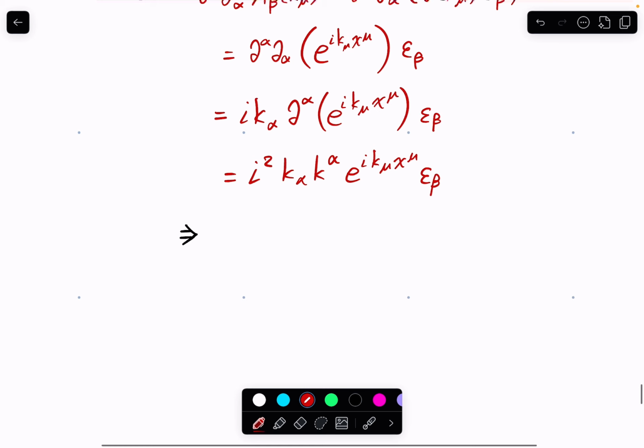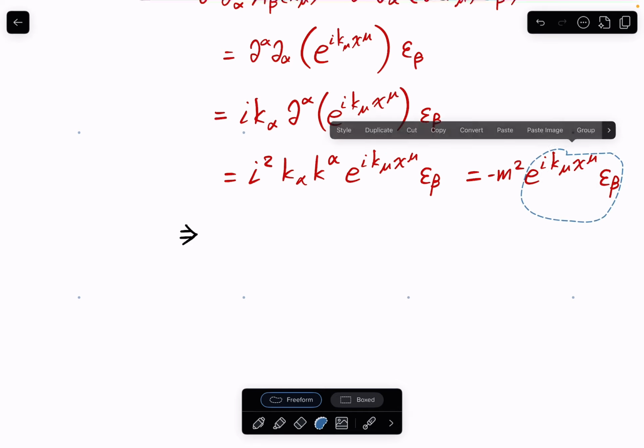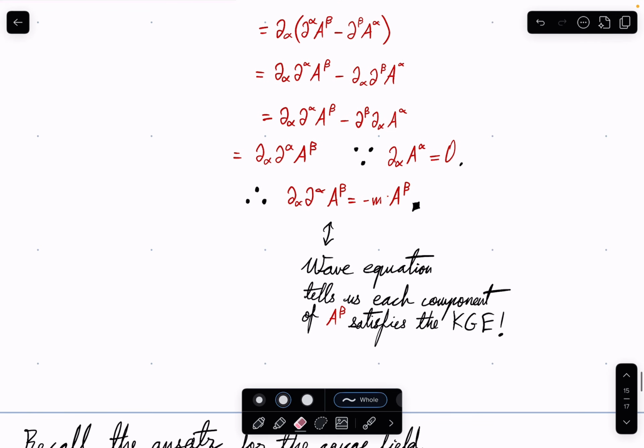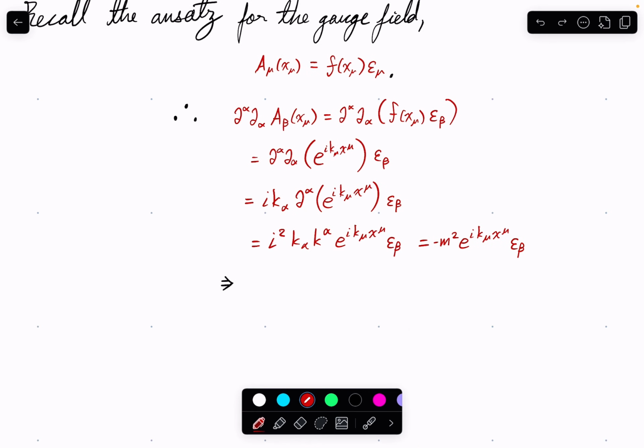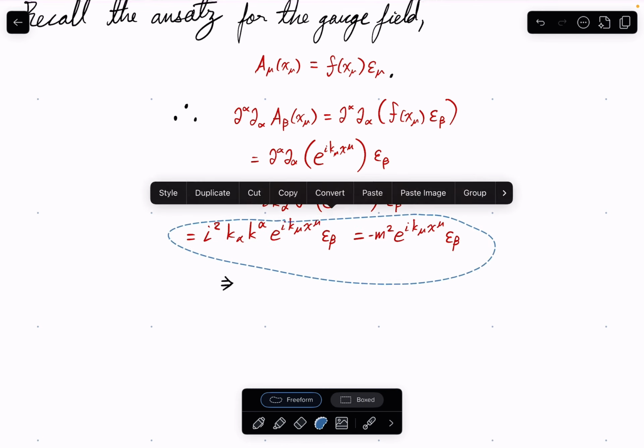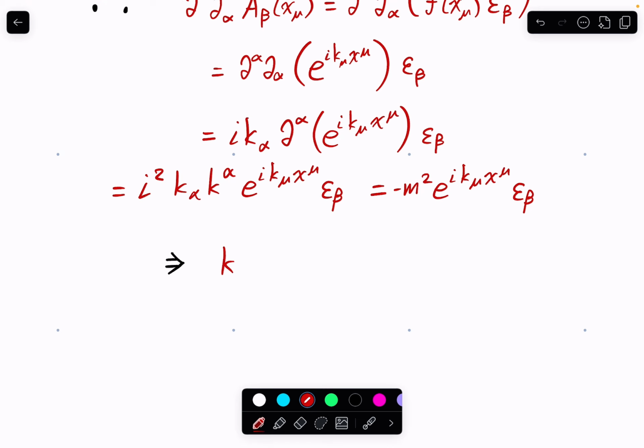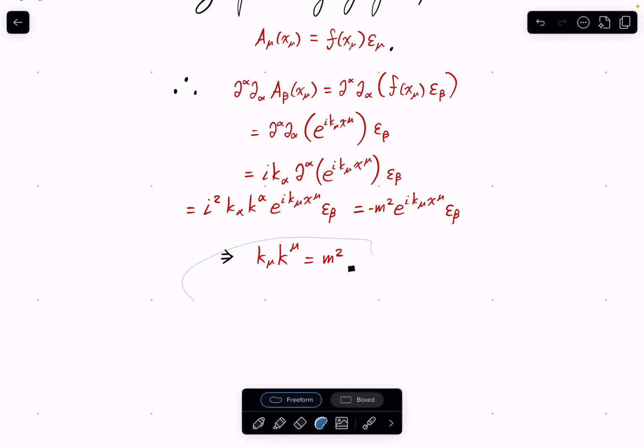And what this implies is that, and then recall that this is equal to negative m squared, all of this. And the negative m squared comes from this. So you put the negative m squared. So you can see that k mu k mu, and I'm just relabeling these alphas into mu's here, is equal to m squared. So we get the mass shell condition slash dispersion relation.